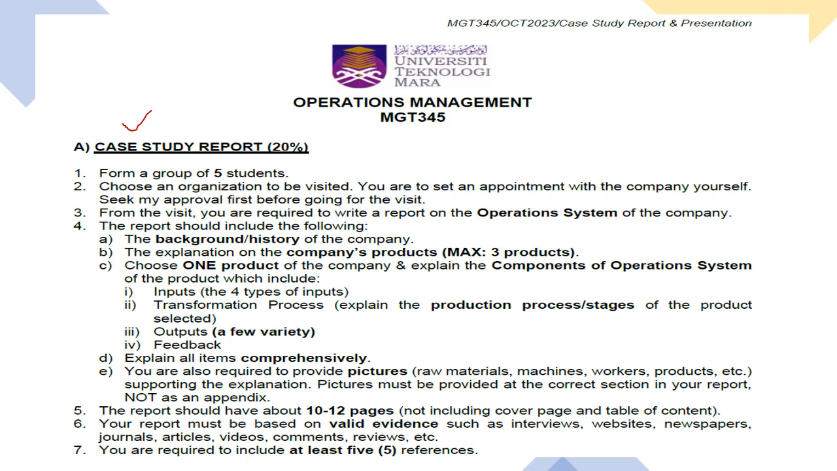company for an appointment. Okay, from the visit, you are required to write a report on the operation system of the company. So we learn operation system in chapter 1. So you go and check what is meant by operation system and focus on the components of operation system. So your report should include the following. So this will be the content of your report.